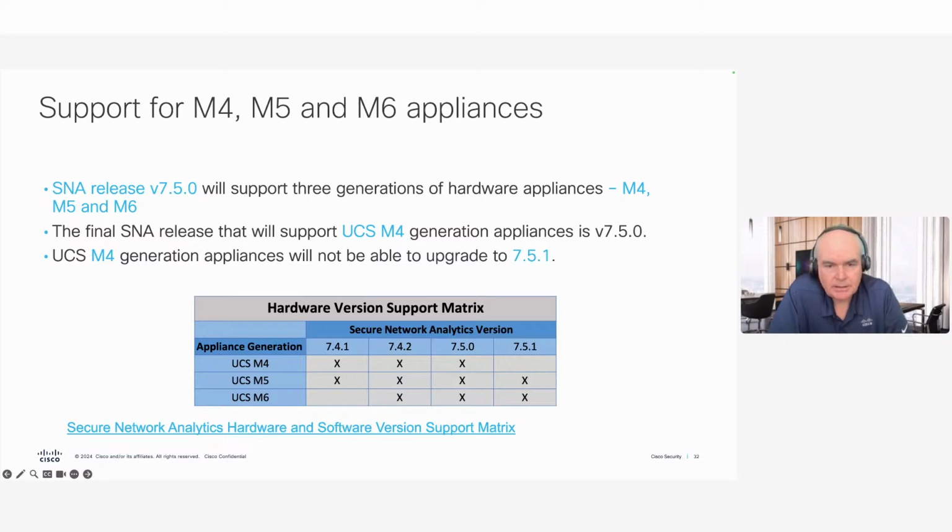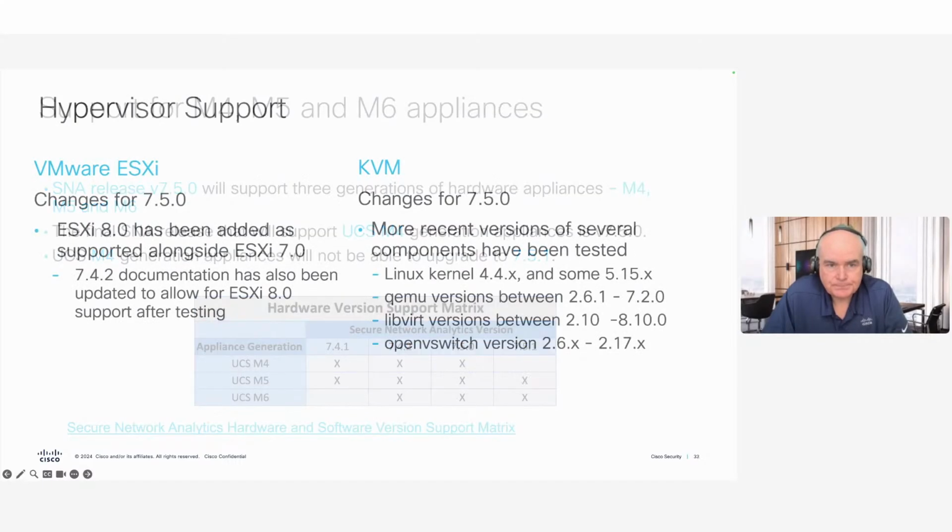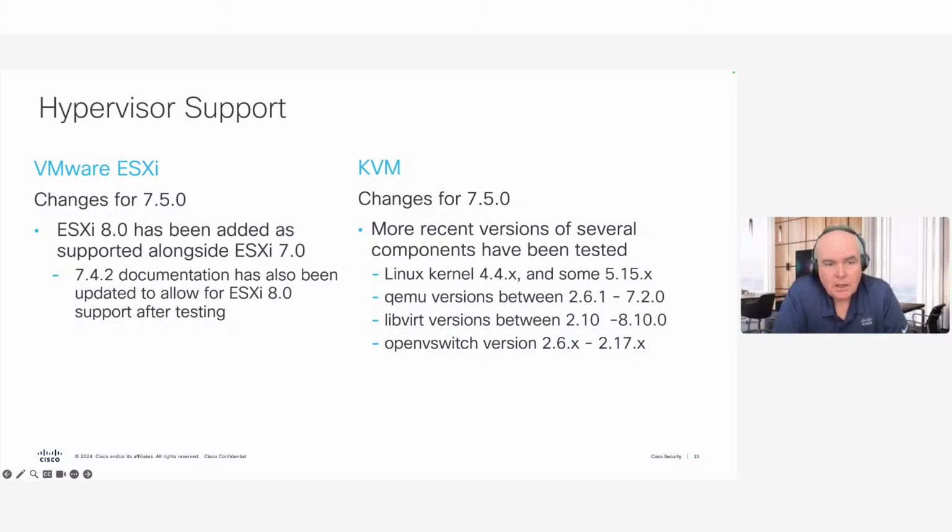That's why I thought I'd supply this chart here, just so people know that. We'll be sharing these slides out with you later, and there's a link here to the software version support matrix, which is on our website anyway. So just a caveat to be wary of, or aware of, I should say. We mentioned hypervisor support. In this version, we've extended support for ESX 8.0. We've also, in the 742 documentation, which is our previous release, updated that to allow ESX 8 as well. We've also made changes in 750 for KVM support, so you'll see that we're supporting the more recent versions on the KVM side.